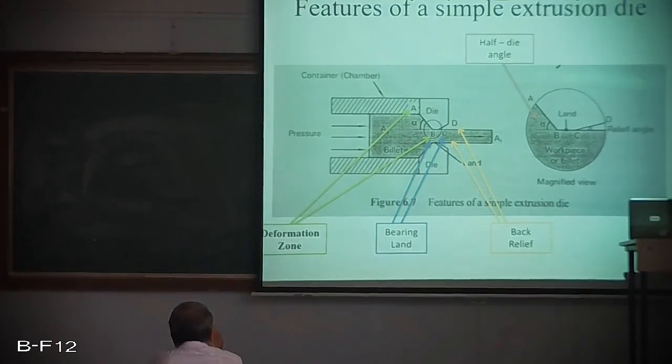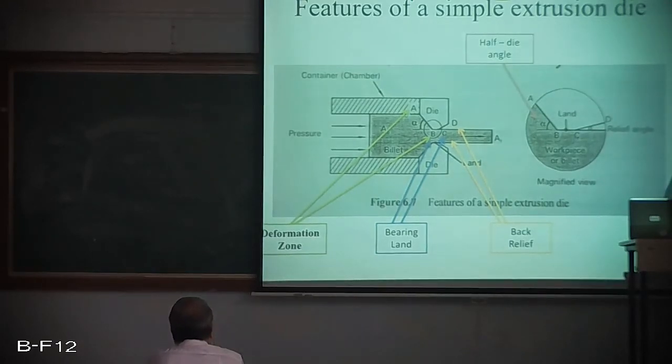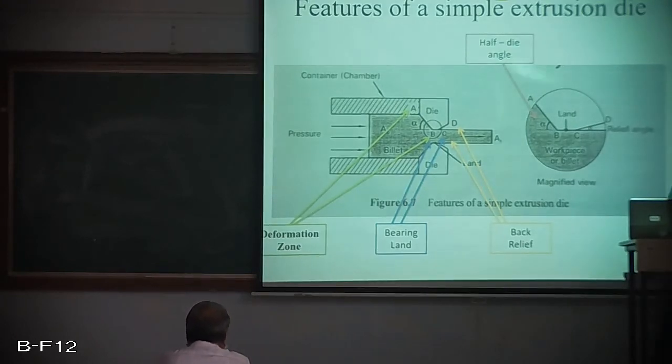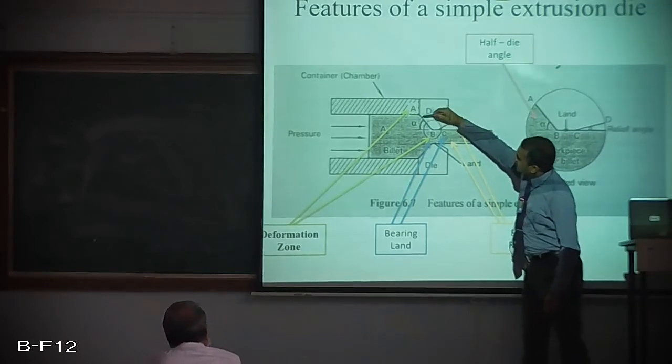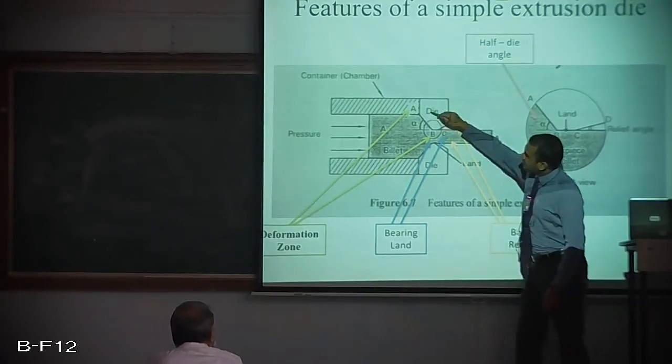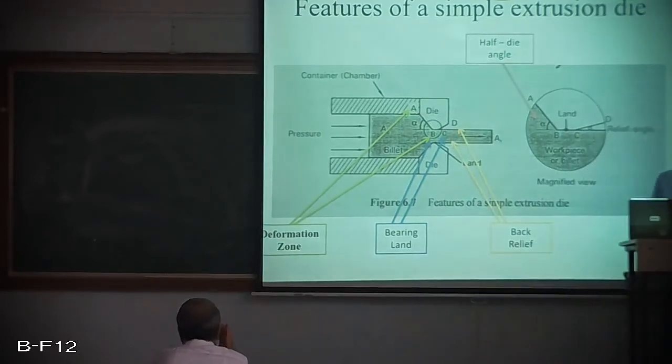So the first one is the deformation zone. It is the horizontal region between A and B. The work metal of the cross section begins its reduction in cross section from point A to point B. You can see over here the cross section is gradually decreasing from point A to point B.